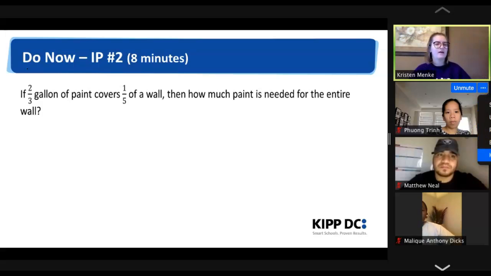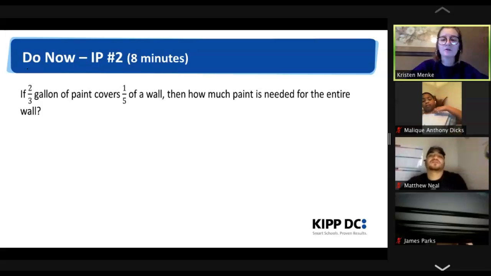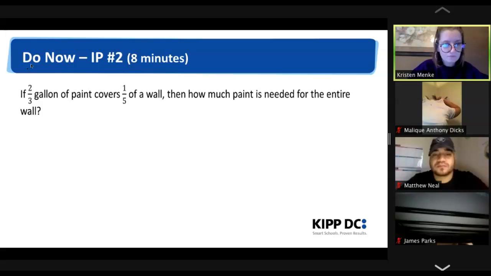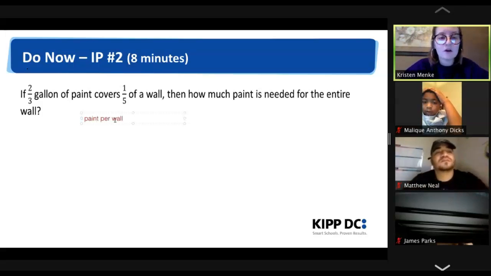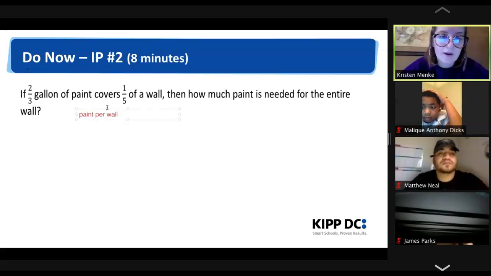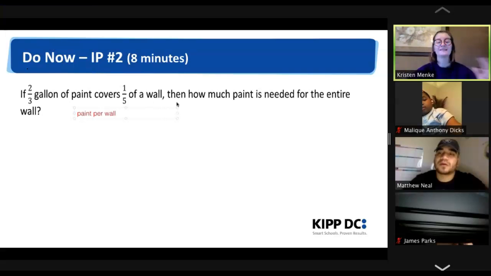Whatever it is, 920. All right, so if 2/3 gallon of paint covers 1/5 of a wall, then how much paint is needed for the entire wall? So what we are going to basically find here is our unit rate, our paint per wall. Can someone raise a hand and tell me, what is my math problem going to be? If I know I'm finding my paint per wall, because I'm looking for a whole wall, what am I going to have to do?